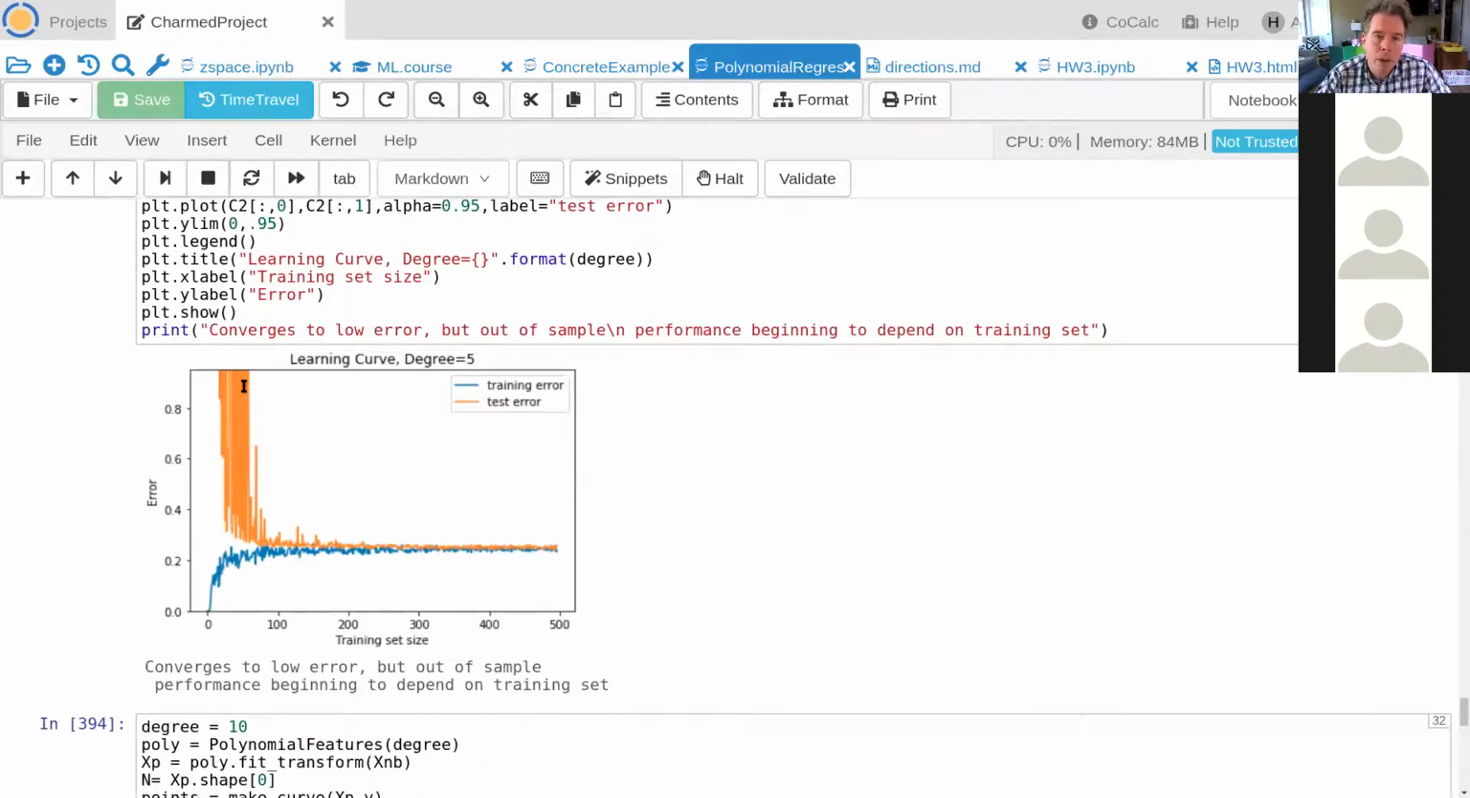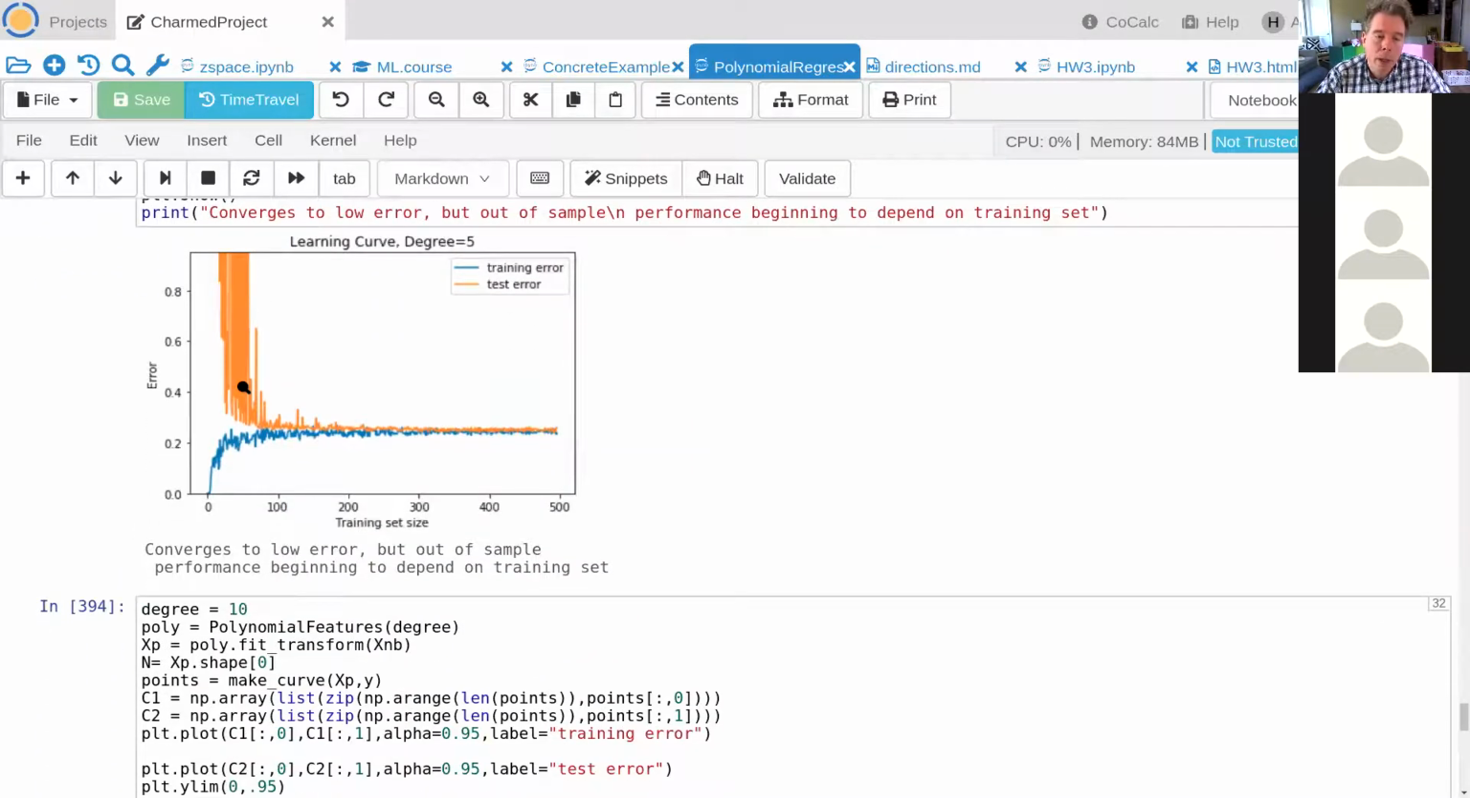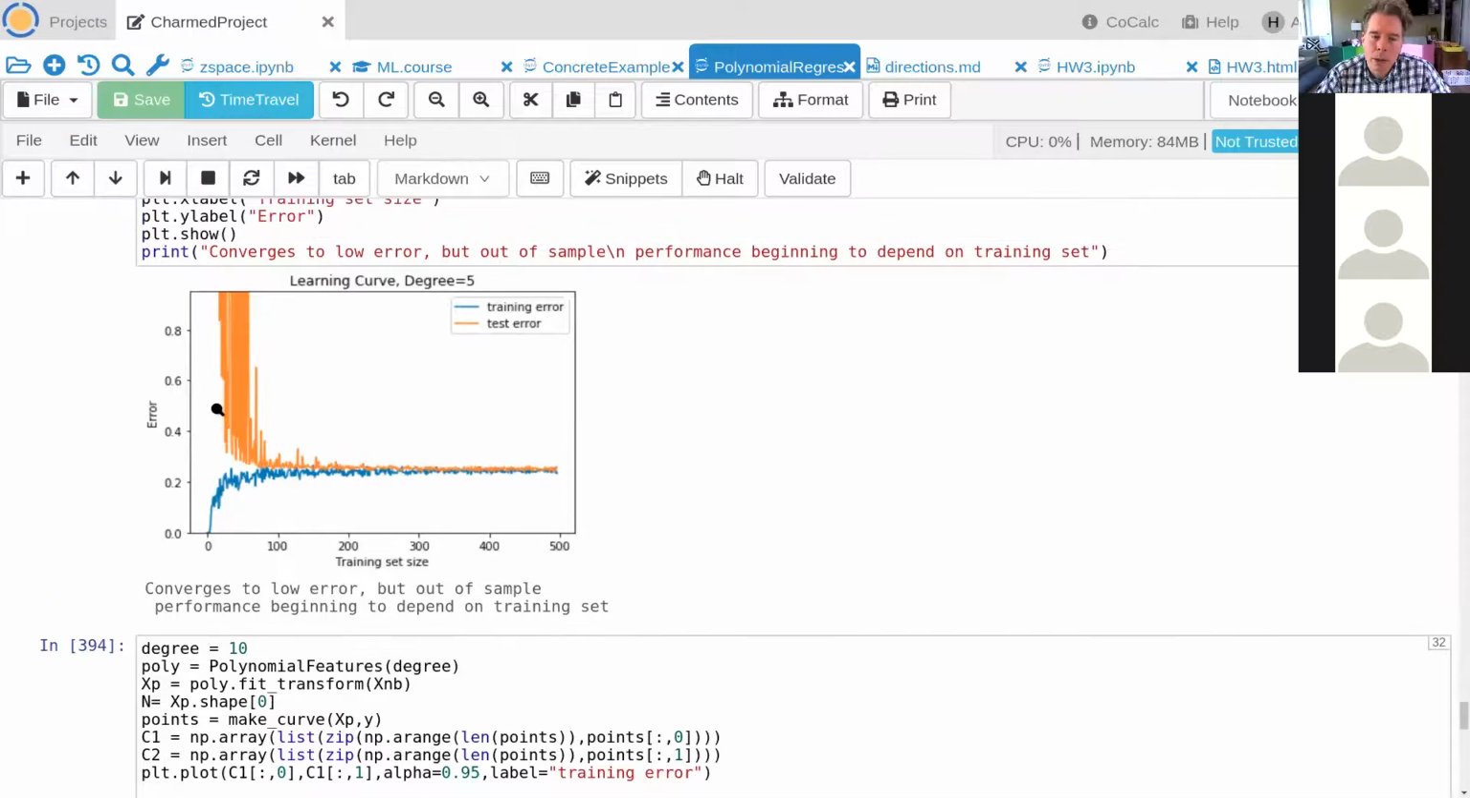And now with degree 5, you can see that for one thing, it takes longer for these tracks to come together. But they do come together to a low error rate. But you see some thrashing happening here. Anybody want to explain why it's starting to thrash a little bit here for the low training set size?